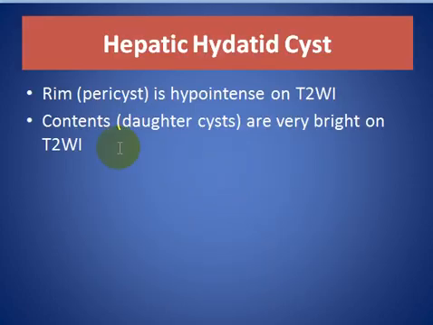Hepatic hydatid cyst, the rim of the cyst is hypointense in T2 weighted images. The content, the daughter cysts, are very bright in T2.